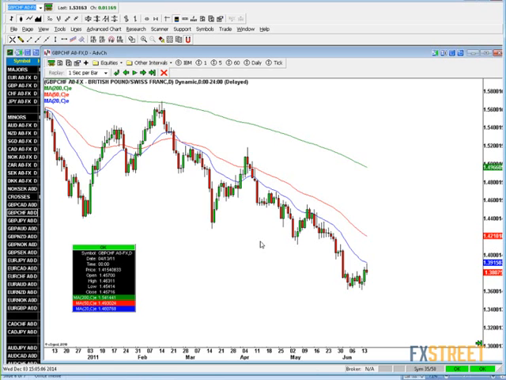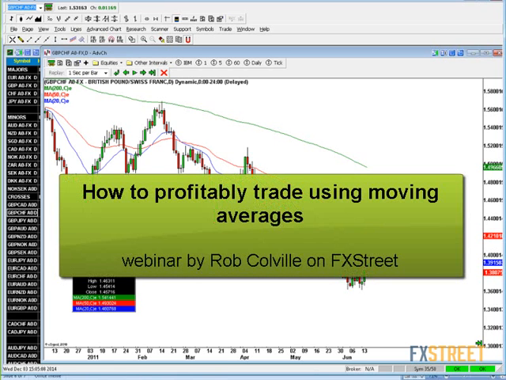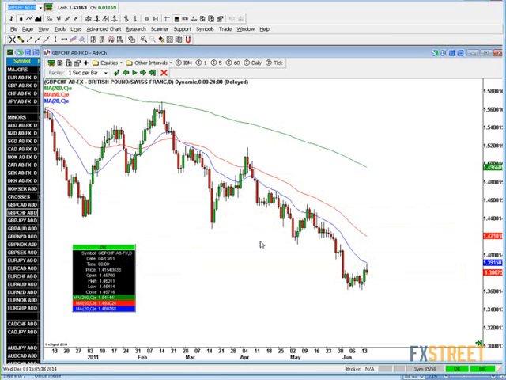I usually go for a long-term moving average, a medium-term moving average, and a short-term moving average. So I trade using three: the 200 exponential moving average, the 50, and the 20. So I've got a long-term, a medium-term, and a short-term. Moving averages only work in trending markets.